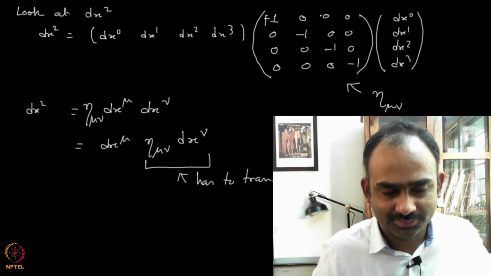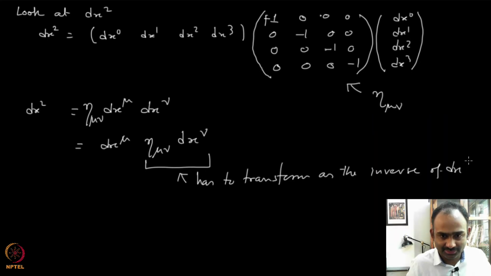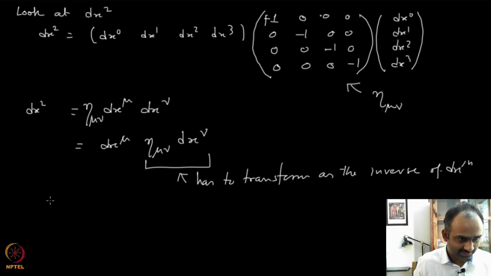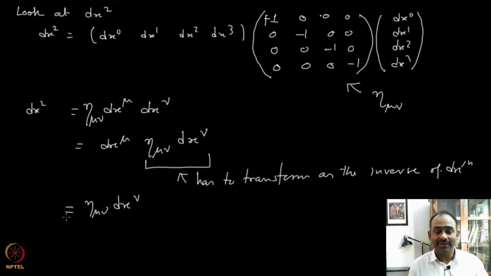as the inverse of dx mu. Okay. The way this is transforming, if it is transforming with lambda, which we have been calling lambda, then this has to transform with lambda inverse. That is what I am trying to say. But then you know those objects which transform according to the inverse matrix, we call them covariant vectors, while this is a contravariant vector. Which means that eta mu nu dx nu is an object which is covariant, and for covariant objects we have been putting the index down, right?